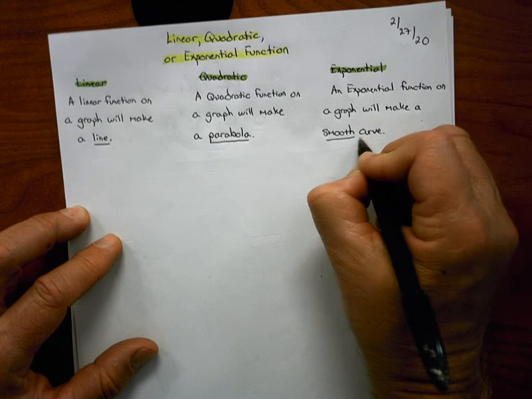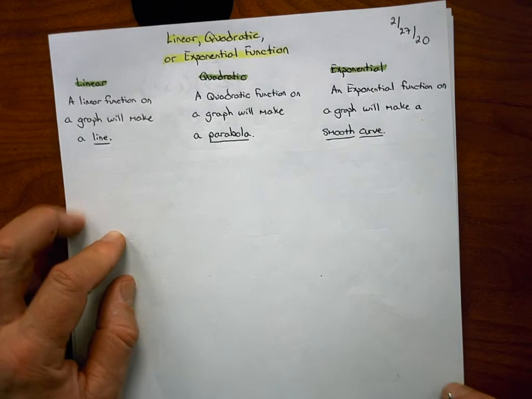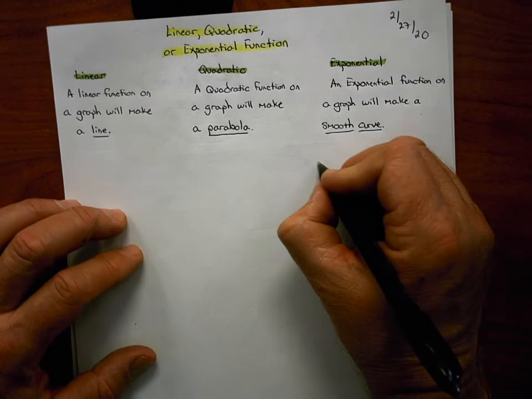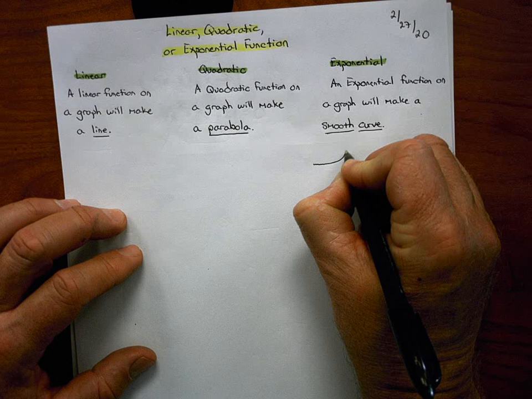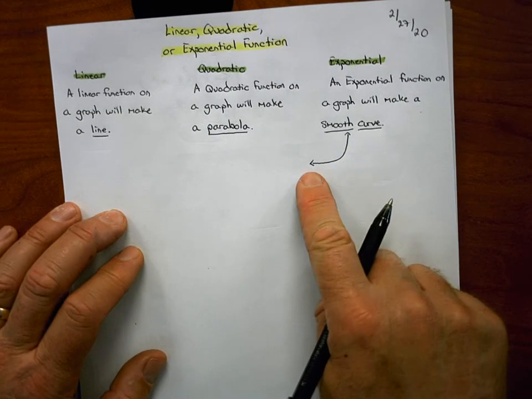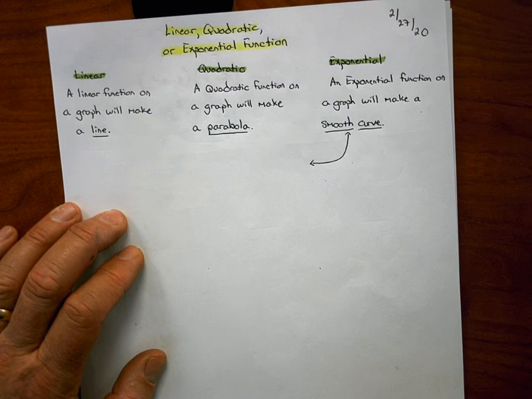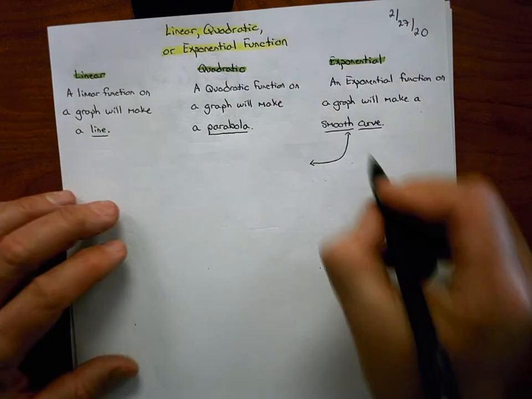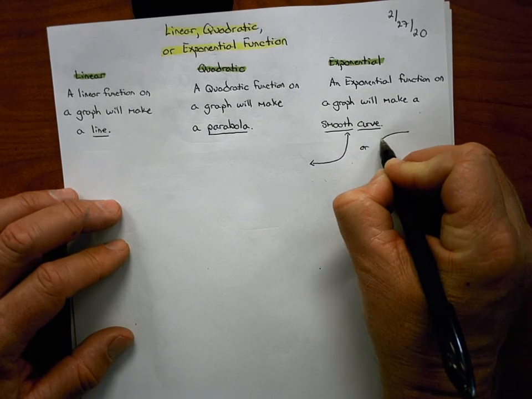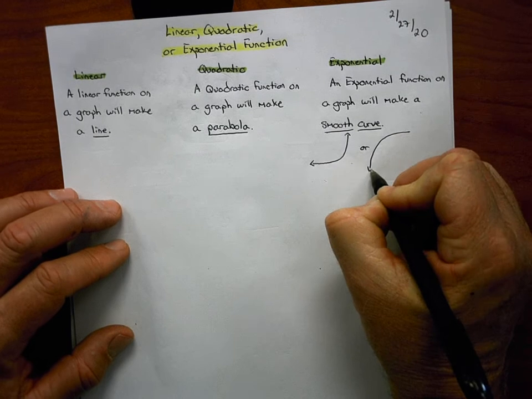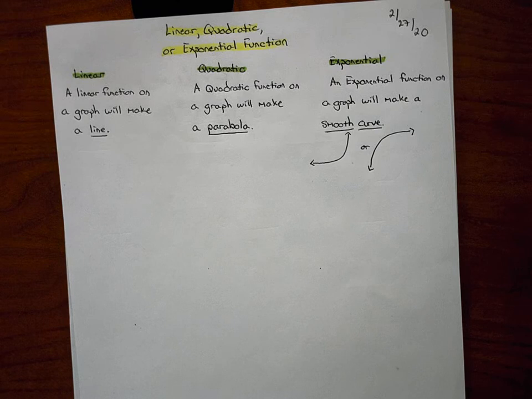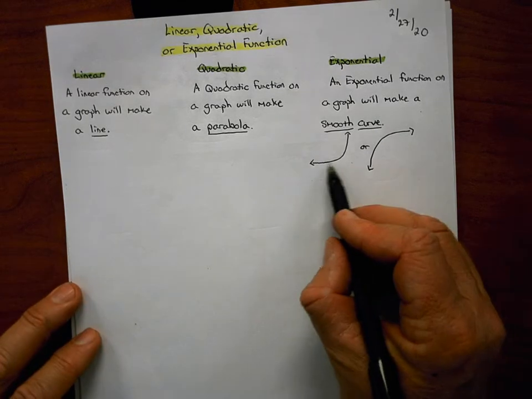That's actually the terminology you used last year in Math 1: smooth curve. And if you forgot what that looks like, this is what an exponential function looks like on a graph. It would look like that. It's a nice smooth curve. Or it could be upside down, or an exponential function might look like that. It could be other ways too, but that's the idea. It's a nice smooth curve.